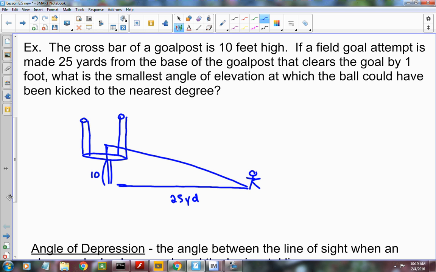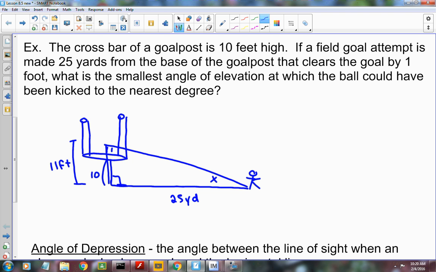So what is created here? A right triangle, right? We have created a right triangle because the goalpost and the ground are going to make a right angle. And we want to figure out at what angle he's going to have to kick the ball to clear the goalpost by that 1 foot. So how high does it need to be kicked? 11 feet, right? And we have a right triangle, so we can use our trig stuff in order to figure this out. Only one problem: the height that the ball needs to be kicked is in feet, and he is in yards. So what should we do here?